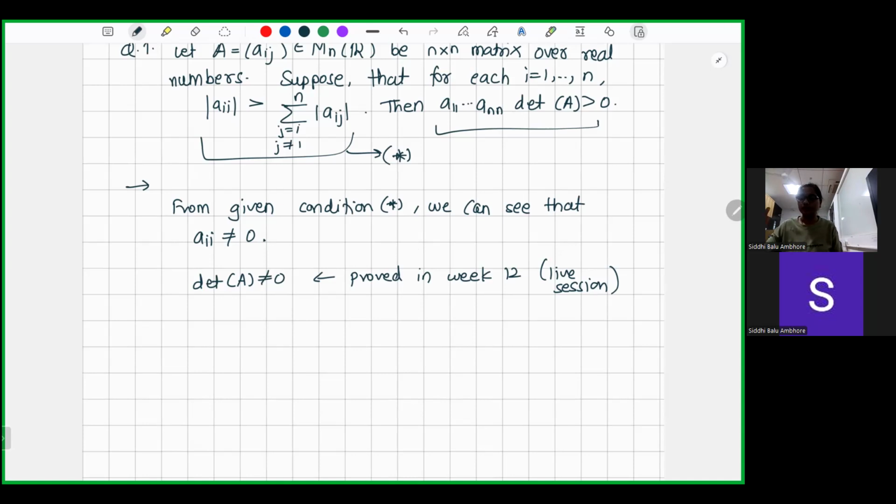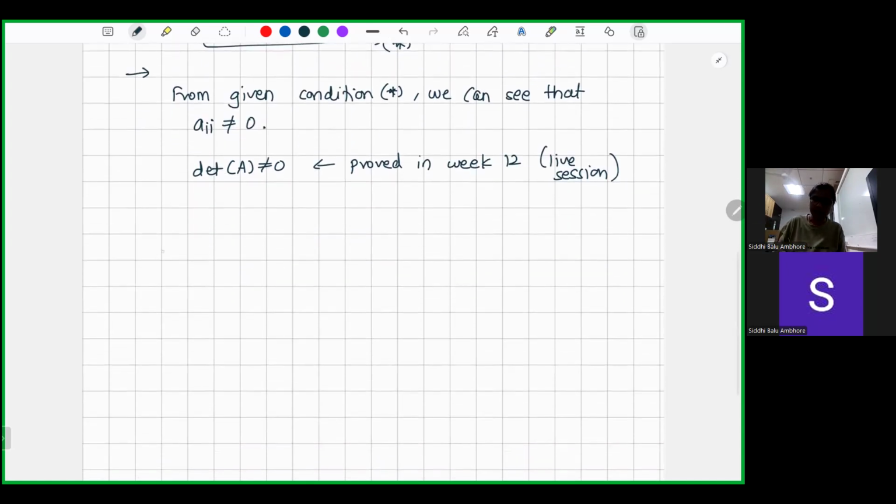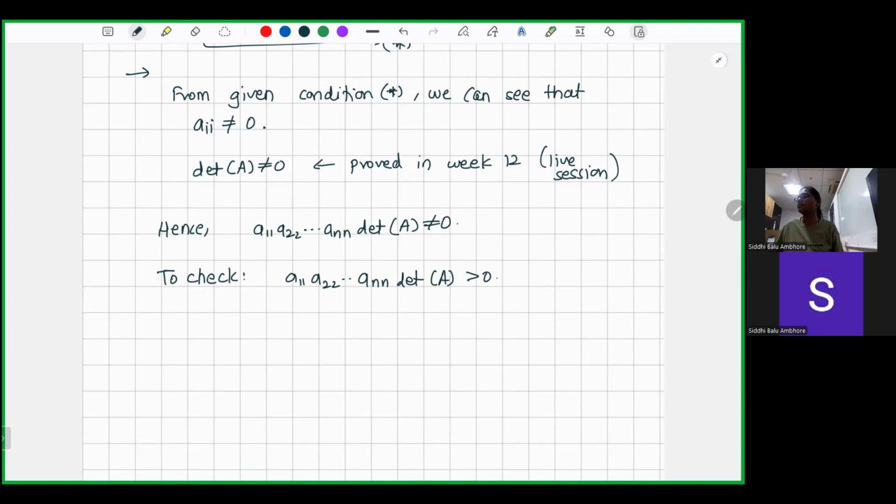So now we have to check whether the determinant is positive or not. We know that a11, a22, up to ann times the determinant of A is definitely non-zero. To check that this number is positive, that a11 a22 up to ann times the determinant of A is greater than 0, is what we have to check.